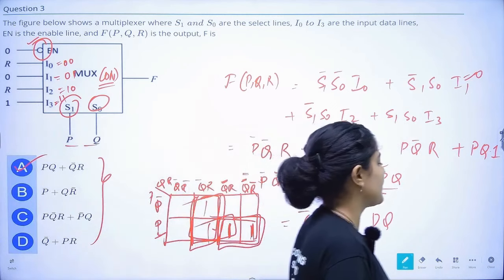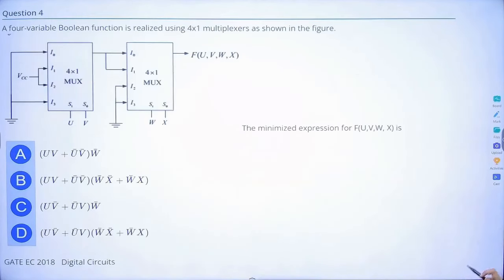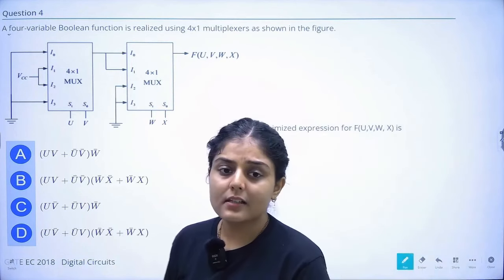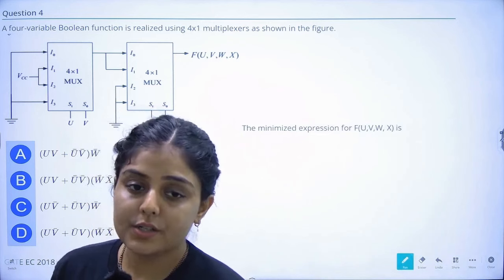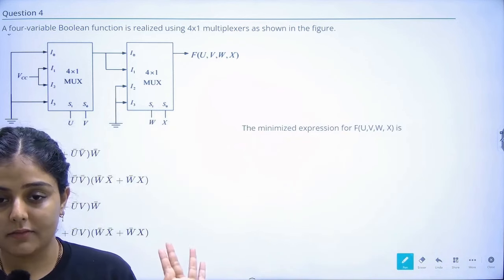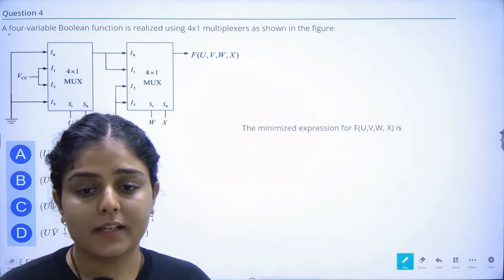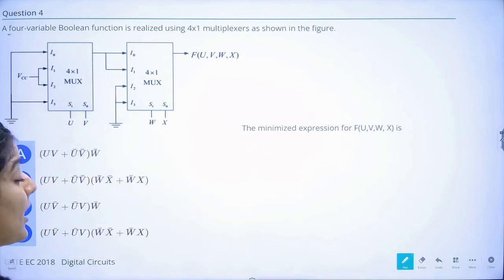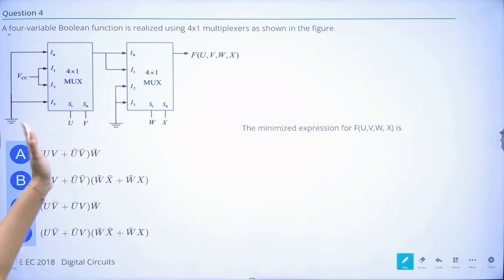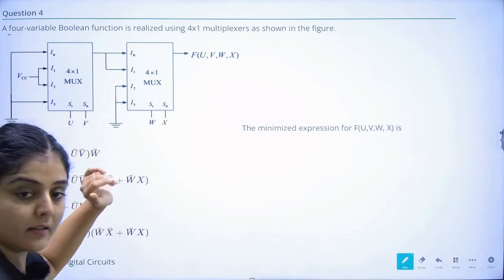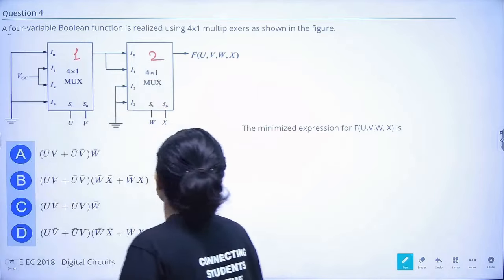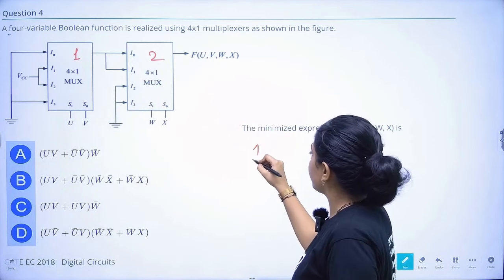Okay, moving on to the next question. 4 variables realized with 4 cross 1 muxes as shown in the figure. You have to find out the minimized expression. Now there are 2 muxes connected together, right? So we will be solving the first one and then the second one.